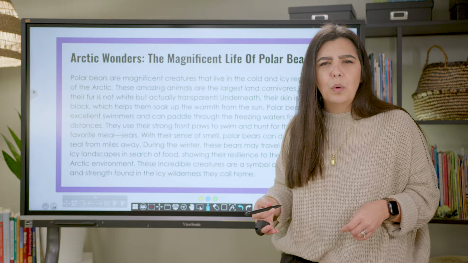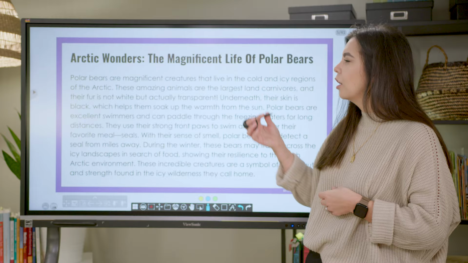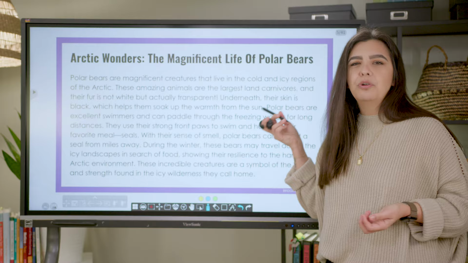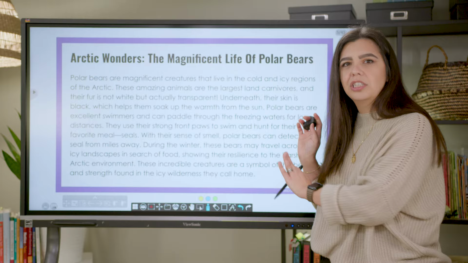So make sure you read this ahead and think, okay, maybe "underneath" is going to be too hard. Maybe they do know it. But if that word's too hard, then maybe that sentence isn't something that I want to choral read with my students. And so it's important to take those into consideration as you start to plan these out.